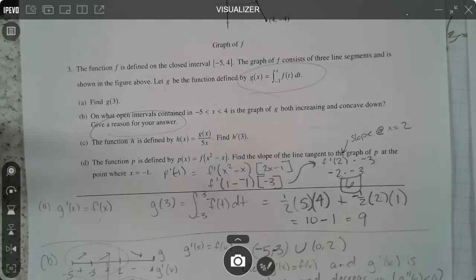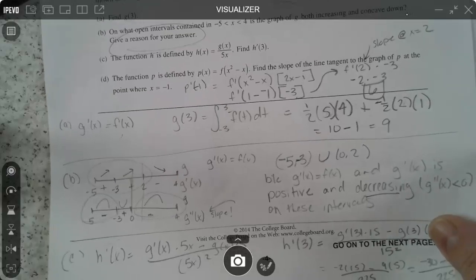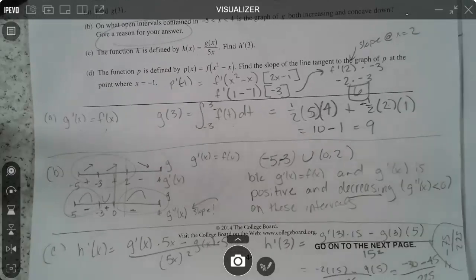All right, part B. What open intervals between -5 and 4 is the graph increasing and concave down? I did a double sign analysis on this. You do not have to do a sign analysis. That's just what helps me bring everything together. Now, look at what it's asking me. It's asking me where it's increasing and concave down.